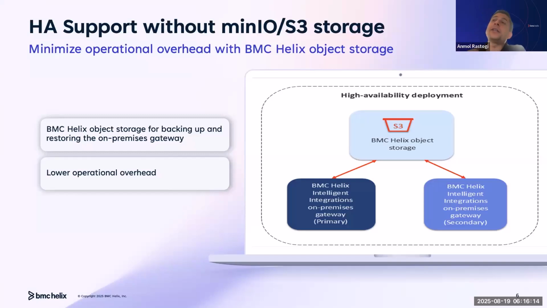licenses through third-party vendors by the customer, and the customer was against this because this should be owned completely by BMC. We recognized that, and we took it forward. Now we provide support for an inbuilt Helix object storage, BMC Helix storage. That means the customer can now install the II gateway without needing S3 or MinIO specifically, right? So this lowers the operational overhead.